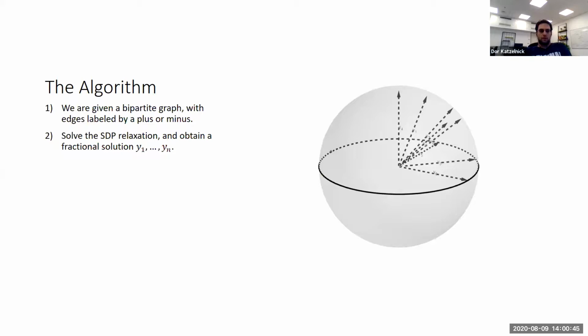And what is the result? The result is a fractional solution. We have a set of vectors, y1 to yn. And you can see here in this drawing that these vectors are all unit vectors in a high-dimensional vector space. Here you can see a three-dimensional sphere, but imagine it is a high-dimensional hypersphere.